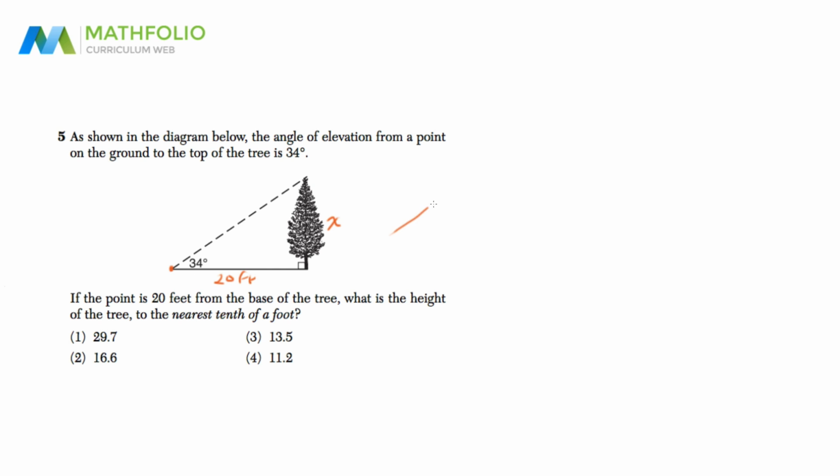So if it helps, you could draw a separate triangle, knowing that this is a right triangle. You're given that this angle is 34. You know that the base of the triangle is 20 feet. And so what we're really dealing with is we have an opposite and we have the adjacent. So this isn't the Pythagorean theorem. This is in fact SOHCAHTOA. So we have the opposite, we have the adjacent. So it always helps to write this out.